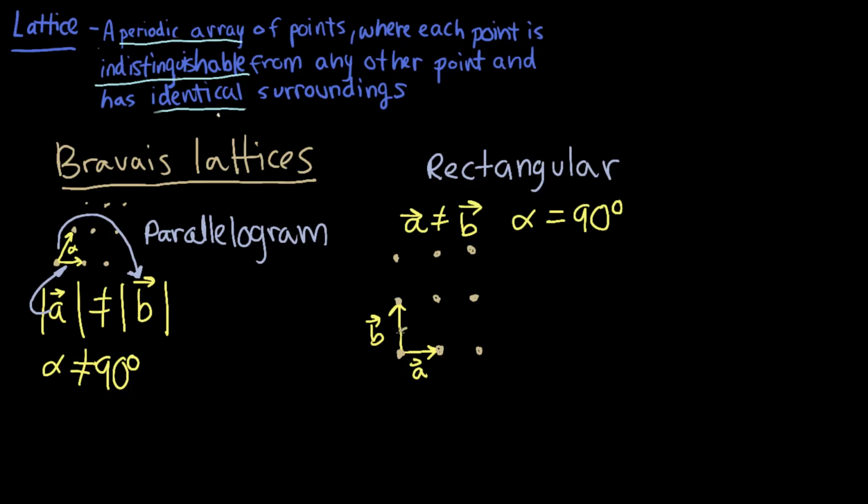Where this angle here, alpha, is 90 degrees. Remember, this lattice extends off onto a 2D plane. It is infinite and periodic. I can get between any point with a vector consisting of linear combinations of A and B. Just to reinforce that, this is a rectangular lattice. This is a parallelogram lattice.